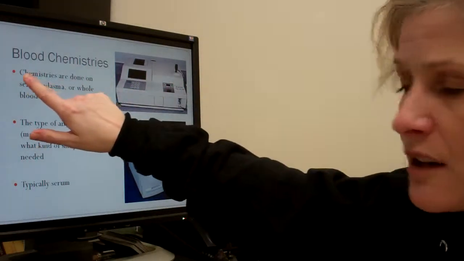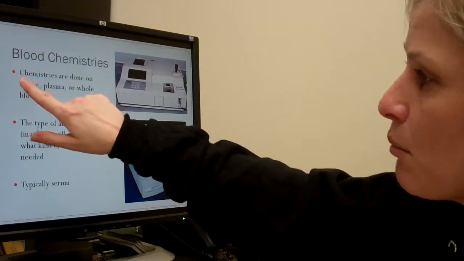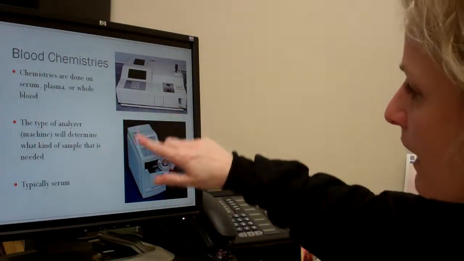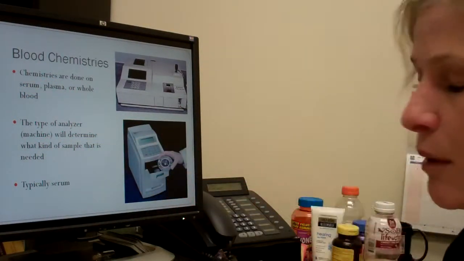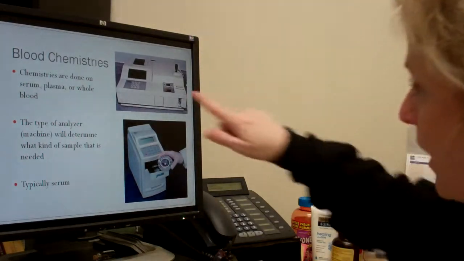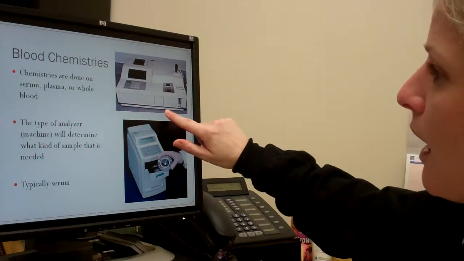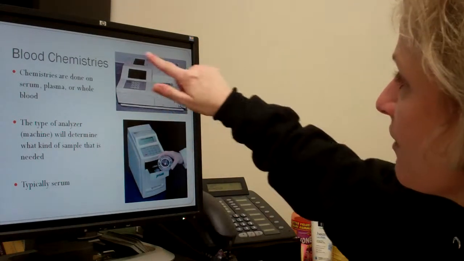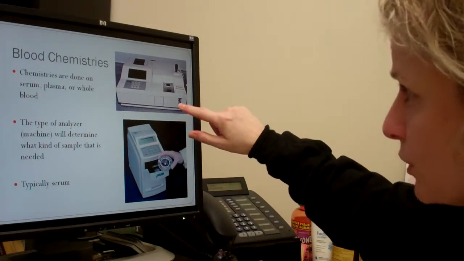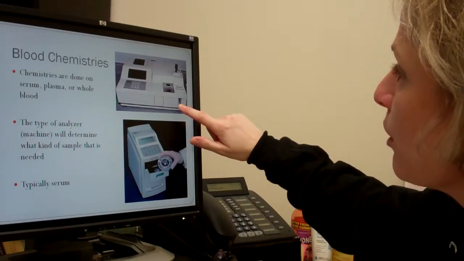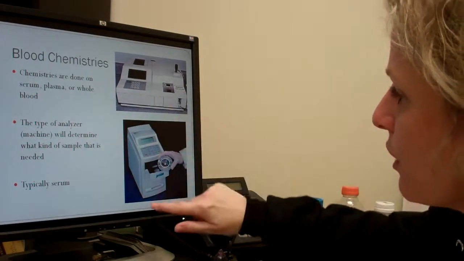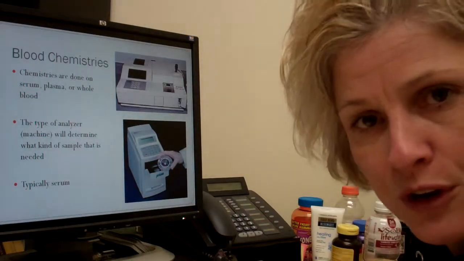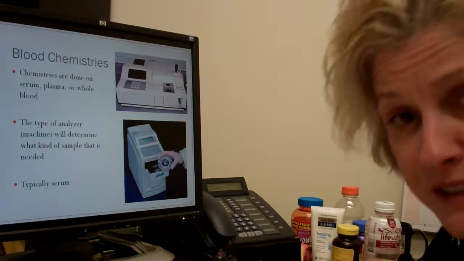Chemistries are typically done on serum. You can be guaranteed that all of the machinery will require serum, but again, the newer generation machines, like we have down in our clinic, we actually have this machine in one of the parasite rooms, 1086. And this is a great machine. It's a little bit of an older technology, but still very reliable. It always requires serum. New generation machines like this one and the one in our clinic will also allow you to use heparinized blood. And how convenient is that?